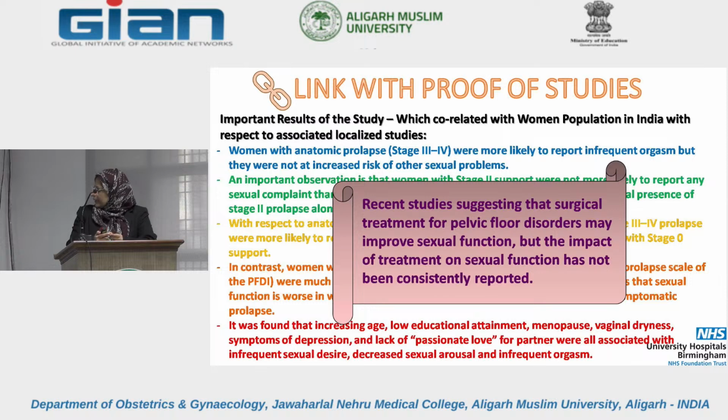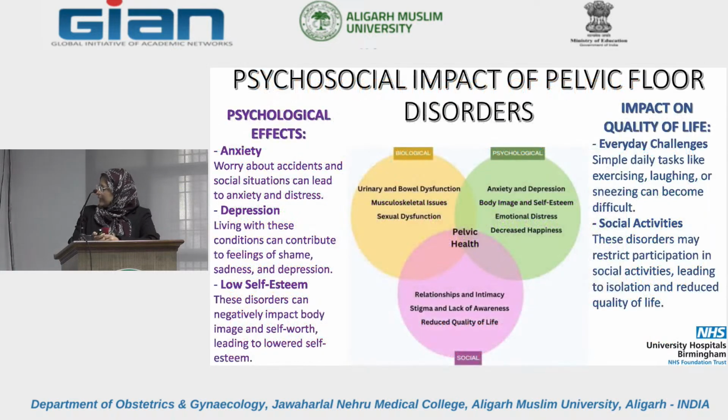Again, these studies are talking about stage 3 to 4 prolapse being more likely to cause sexual problems, along with the things we discussed on the last page. And when we do surgical treatment, that is the main take-home message: the sexual disorder can improve, because the root cause of the problem is the pelvic floor disorder. Again, pelvic health is at the center of all these psychological problems: anxiety, depression, body image problems, relationship problems.